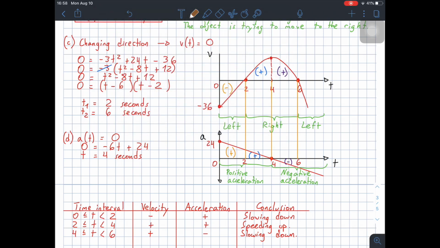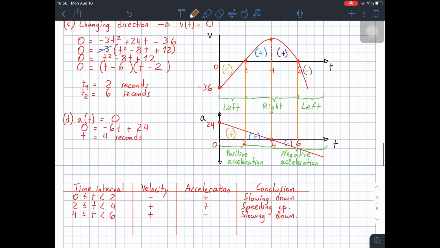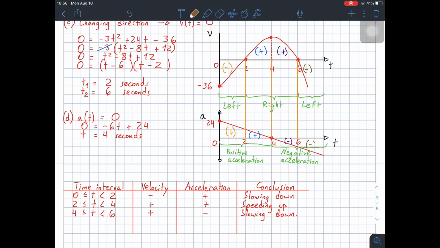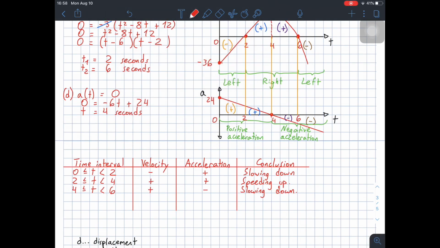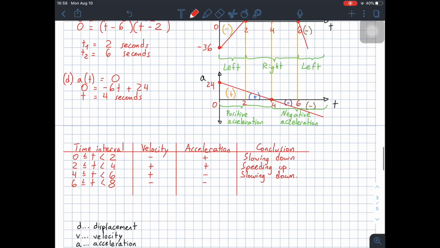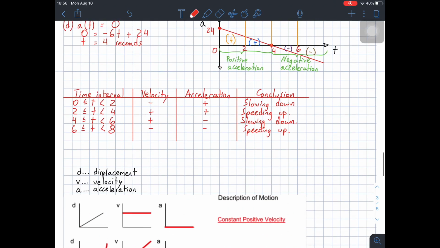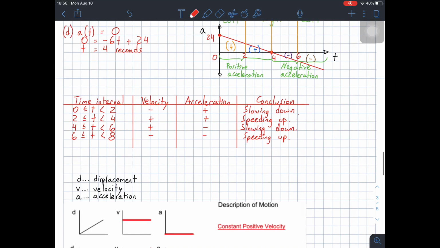Finally, for the last interval, let's use brown. My velocity is a negative value, and my acceleration is also a negative value. So for the last part, from 6 seconds to 8 seconds, velocity is negative, acceleration is negative. So as both have the same sign, the object is speeding up. In one case, it's speeding up towards the right, and in this case, it's speeding up towards the left.